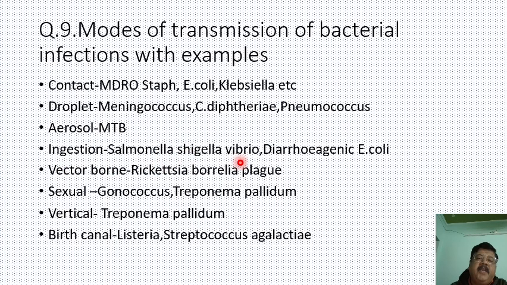Ingestion: Salmonella, Shigella, Vibrio, diarrheagenic E. coli. Vector-borne: Rickettsia, Borrelia, plague. Sexual contact: gonococcus, Treponema pallidum. Vertical transmission, mother to baby: Treponema pallidum. Birth canal: Listeria, Streptococcus agalactiae.